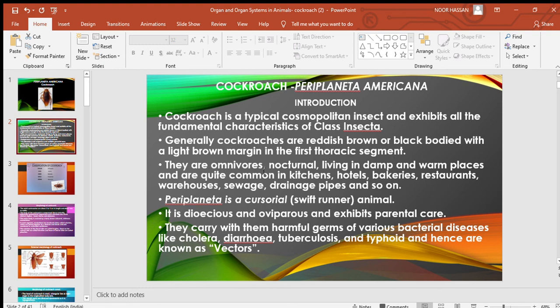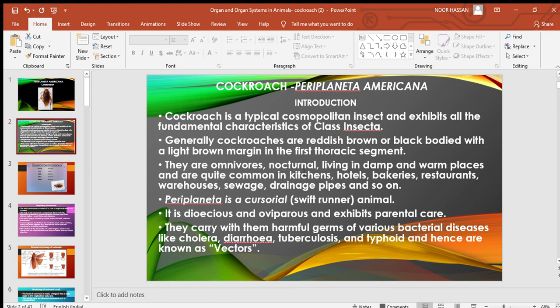They are omnivores, that is, they eat all sorts of things, food materials, even non-food materials also, like scraps of wood, paper bits, all sorts of things it can eat. So it is omnivore, nocturnal, and it comes out during night only. That is, it is active during night, and it lives in damp and warm places and is quite common in kitchens.